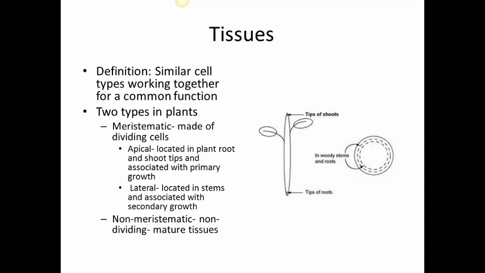The meristematic tissues are made of dividing cells. So these are cells that are dividing to produce daughter offspring. So one cell divides to produce two cells, and then those two cells can divide to produce two more cells. And these meristematic regions of the plant are limited to a couple of locations. And this diagram to the right is showing us the locations of meristematic tissues. The meristematic tissue is located at the tips of the plant shoots and at the tips of the plant roots.